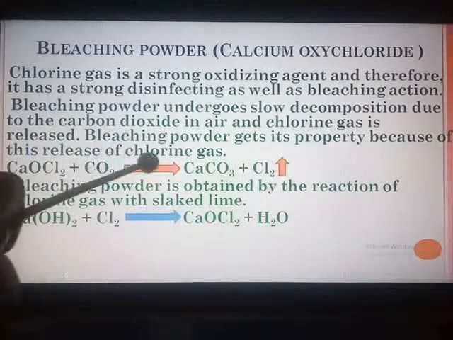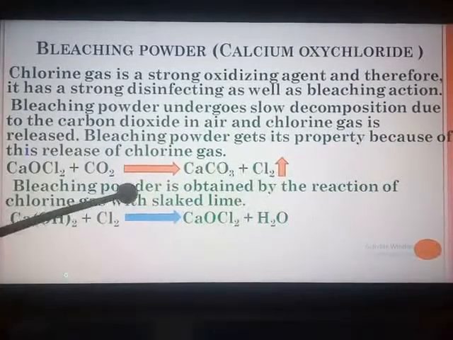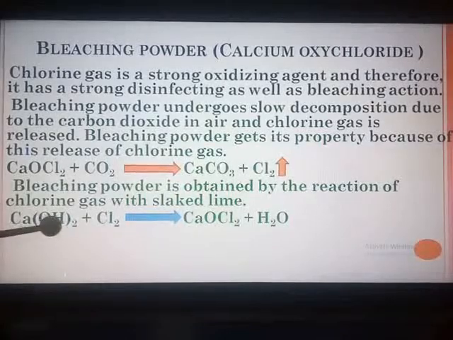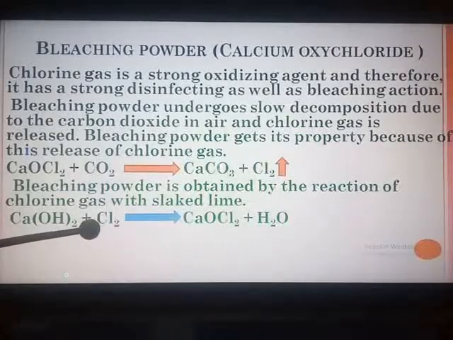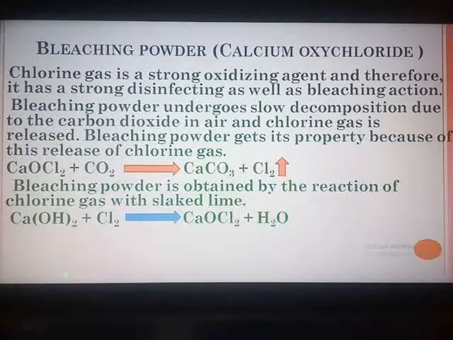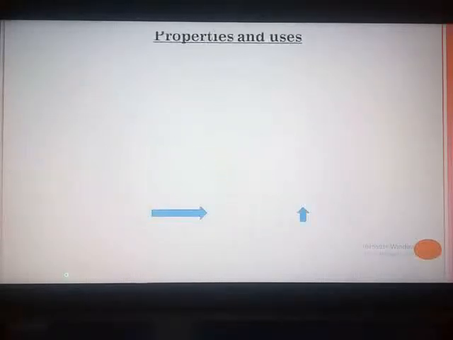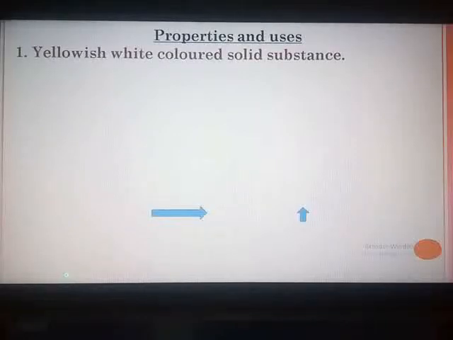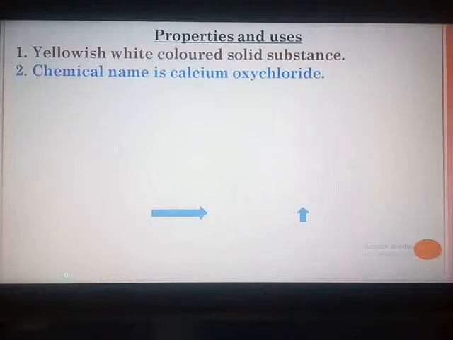Now bleaching powder is obtained by the reaction of chlorine gas with slaked lime. Slaked lime is calcium hydroxide. Ca(OH)2 plus chlorine gives bleaching powder, that is CaOCl2, with the liberation of water, and hence this bleaching powder is used as a disinfectant. Now we are going to study more about its properties and uses. The first property is that bleaching powder is a yellowish white colored solid substance. Second, the chemical name is calcium oxychloride, that is CaOCl2.